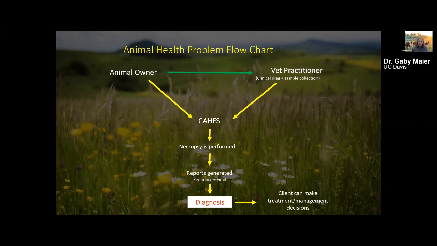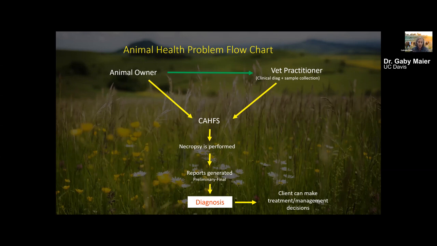As an animal owner, you typically work with your veterinarian when there is an animal health problem. And so if an animal dies, your veterinarian may come and do a necropsy in the field and then submit samples to the lab or submit the animal for you. But you can also, as an animal owner, submit to the CAHFS lab yourself. And a lot of animal owners do that. This may be because your veterinarian is not available at that time, or you just don't have the time to wait. You want to get an answer right away.